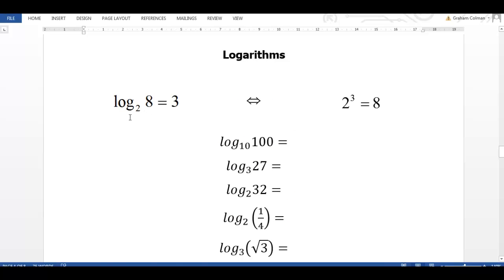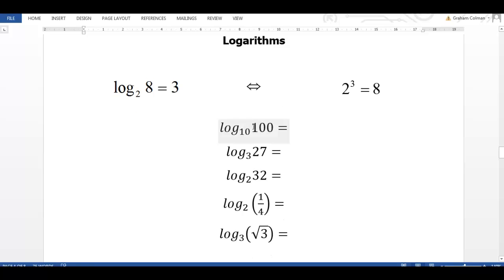This log statement simply means: what power of 2 gives us the answer 8? We can see here that the answer is the third power of 2, because 2 to the power of 3 makes 8. So these two statements at the top are one and the same thing, just written in two different ways. What we're being asked here is: what power of 10 makes 100?